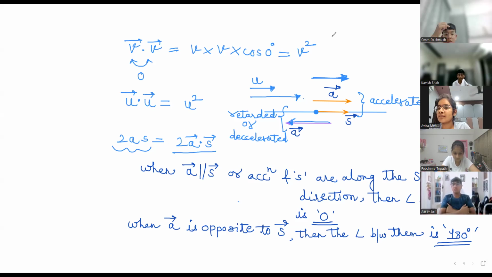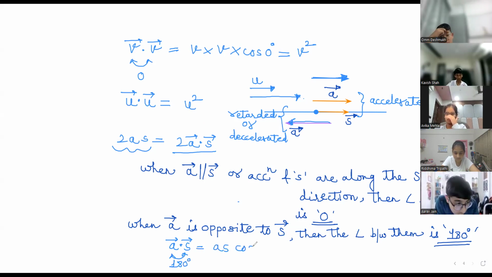And why will it be negative? Because the angle between a and s will be what? 180. Since the angle is 180, this result will be what? It will be as cos 180. बोलो हाँ या ना? And this is minus as. ठीक है?